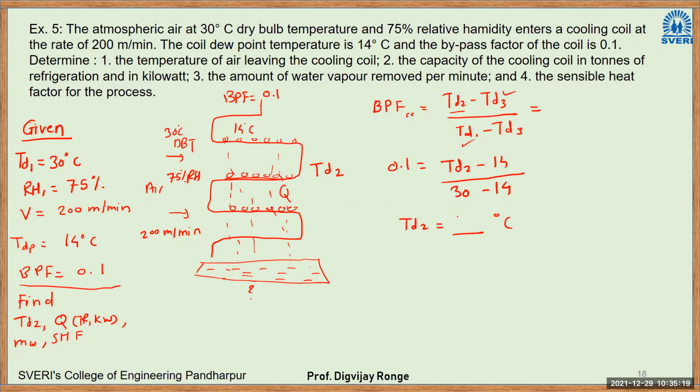Okay, for those who still did not understand the bypass factor concept, the thing is, when air is entering, we are assuming that some X amount of air is passing over the coil and the remaining 1 minus X amount of air is bypassing the cooling coil. So the bypass factor will tell you how much air is bypassing. Right? So calculate this.